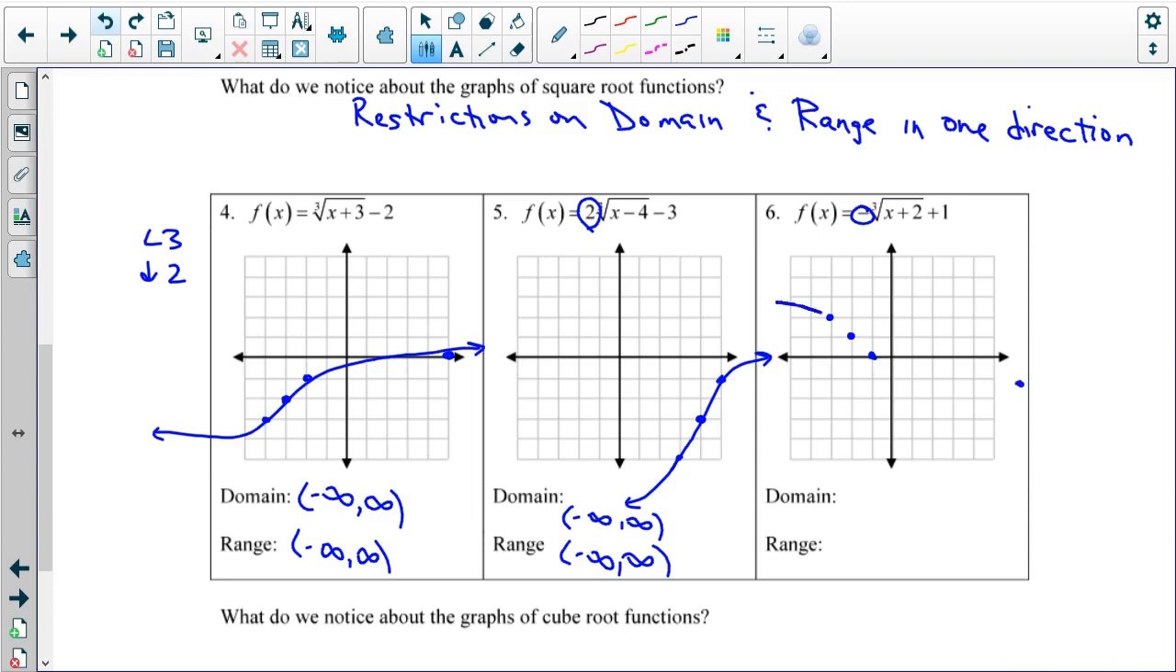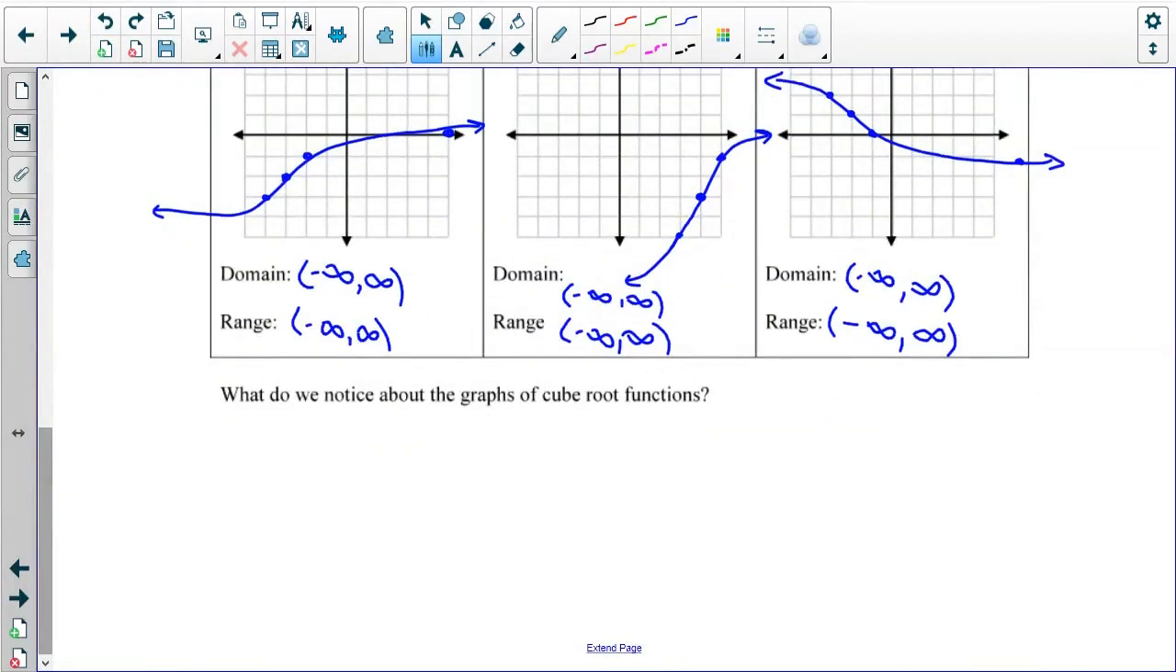So it'll look something like that. And once again, my domain has no restrictions. Likewise, my range has no restrictions. So what do I notice about the cube root graph? Domain and range have no restrictions. And it doesn't matter what my vertical or horizontal shifts or vertical stretches have to do with it.